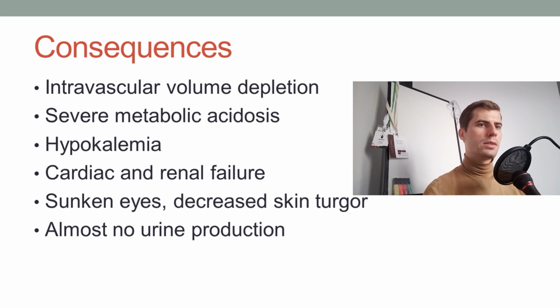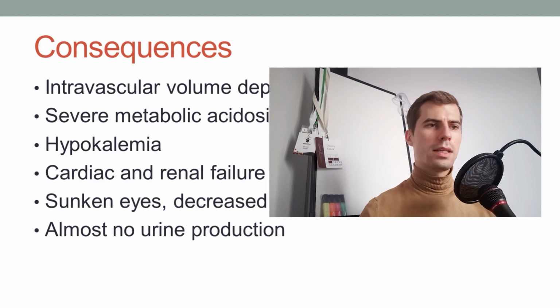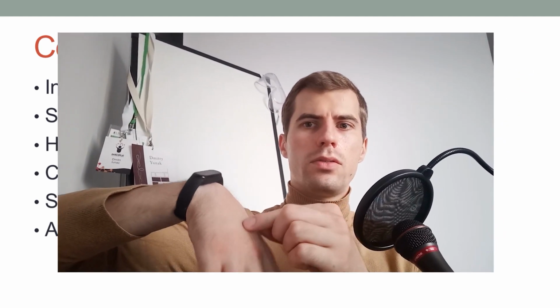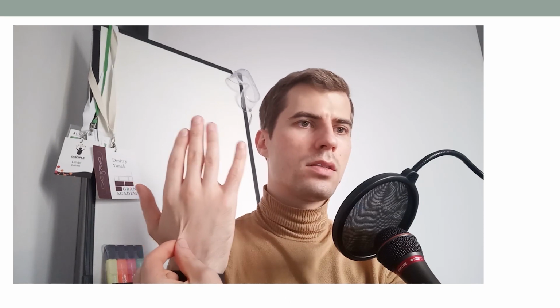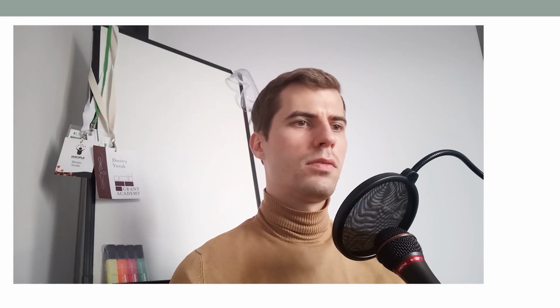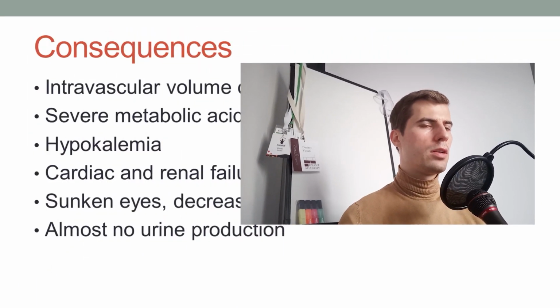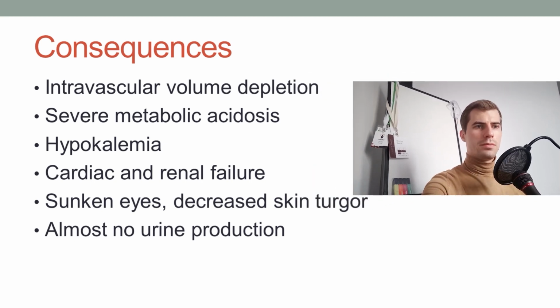sunken eyes and decreased skin turgor. Skin turgor means the ability of the skin to take back its form. So normally every person has normal skin turgor, which means whenever I take a little bit of my skin, from the moment I let it go, it comes back. In case of cholera, even if I take back my fingers, the skin will stay like this, because the turgor, the elasticity of the skin, is decreased. It is due to loss of liquids. And of course, because of loss of liquids, we almost don't have any urine production.